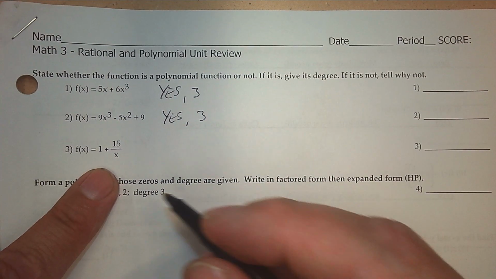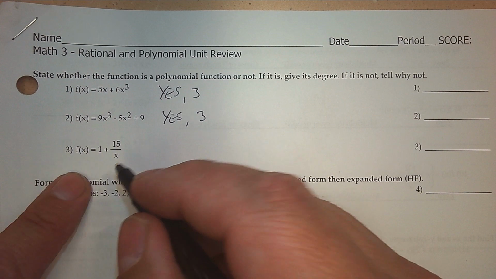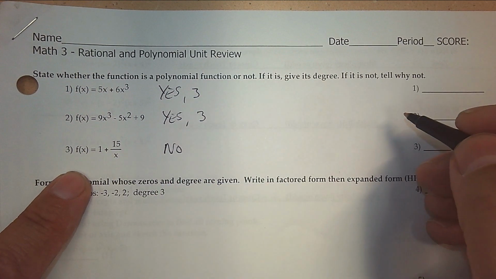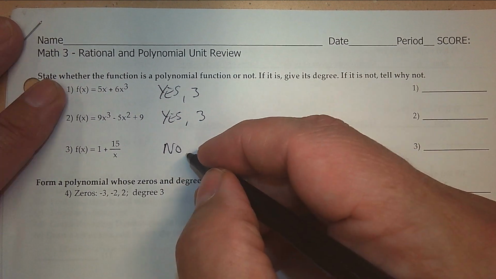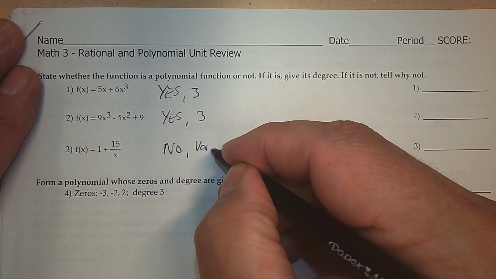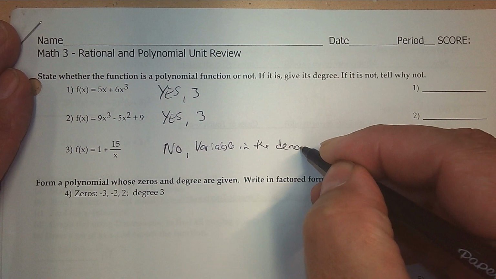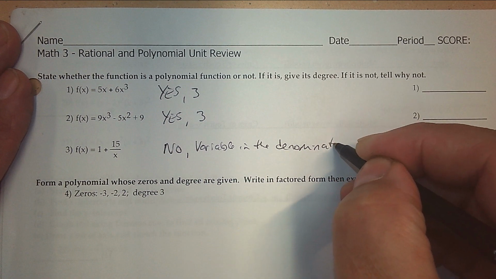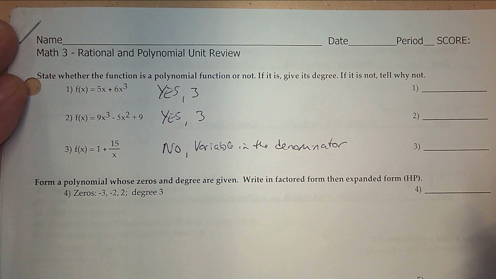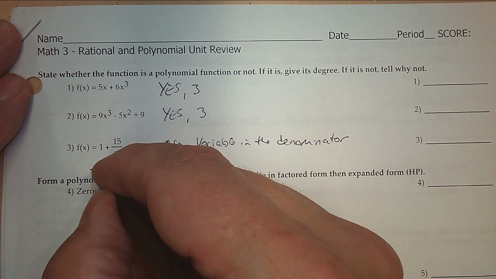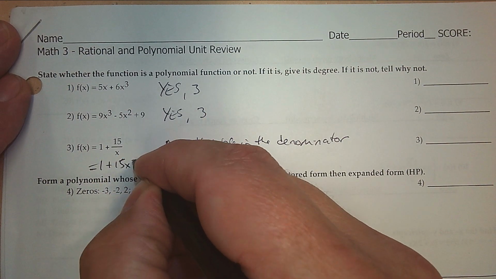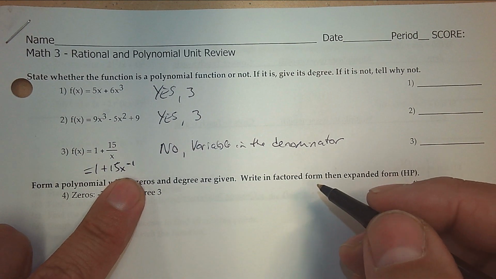We have a variable in the denominator. This is a rational, not a polynomial. So why not? You can say a variable in the denominator. That's what makes it not that. In fact, another way to write this is 15x to the negative 1, and you would see that there are not positive whole exponents.